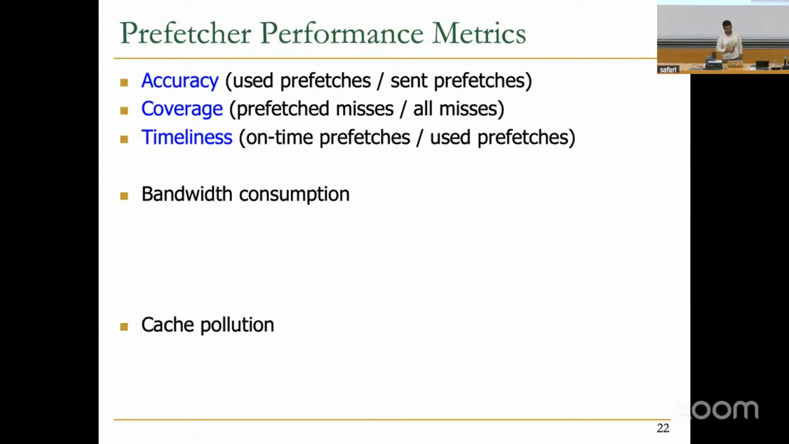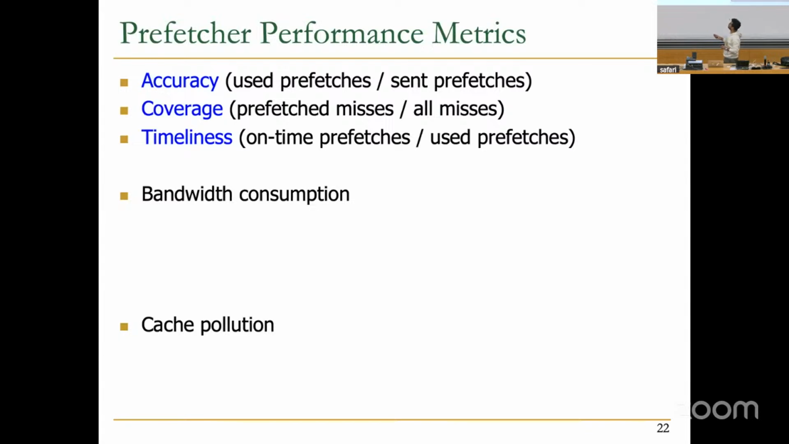40 years. Wow. Okay. So with that said, there are some prefetcher performance metrics that we want to introduce. Accuracy, which I introduced before, is the used prefetches divided by the sent prefetches. Then coverage. Coverage is essentially how many of the misses you have prefetched successfully divided by all misses. So 100% coverage means that all the misses that would happen without the prefetcher are now completely covered. And timeliness is how many on-time prefetches you have divided by the total number of used prefetches. So those are the first order metrics that we care about: accuracy, coverage, and timeliness.